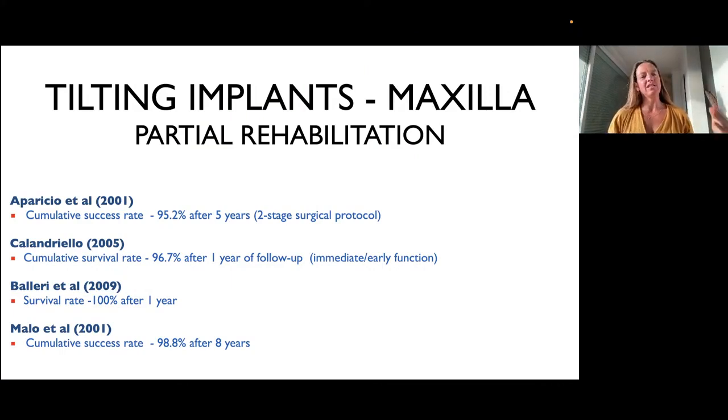So we can see several authors have been publishing about tilting implants since Krekmanov in 2000. Then we had Aparicio, Malo, and you can see that also for partial rehabilitations we have very high success rates, not only immediately, but also long term.